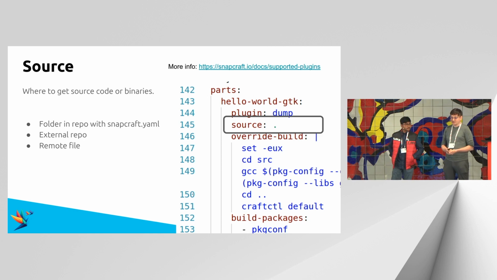So source is basically where you get the source code before building. You can get it from the folder in the repository where your snapcraft.yaml file is, which is what we do here, or you can get it from an external repo or from a remote file.